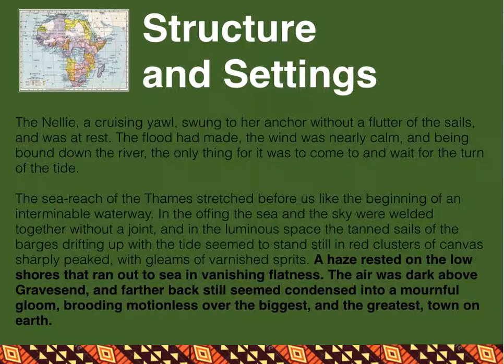The O in ELBO is outdoor settings. Absolutely, this is outdoor. That tends to be the case with Impressionism because they were so interested in light. Okay, and then finally we have weather and atmosphere, and we do see weather and atmosphere here. Once again, the mournful gloom, the broodingness, the way there was a haze resting on the low shores. So very interesting how we see those elements of Impressionism showing up here in the very opening pages of Heart of Darkness.